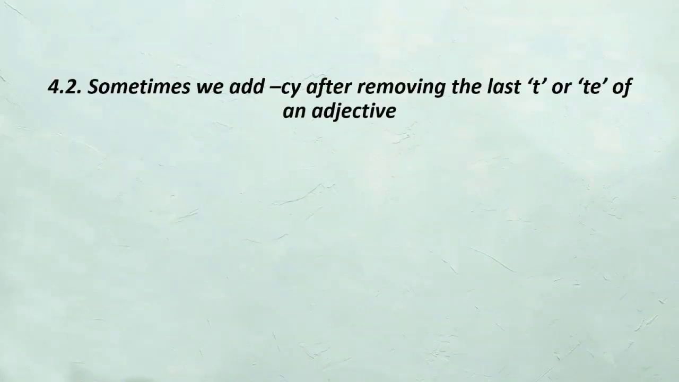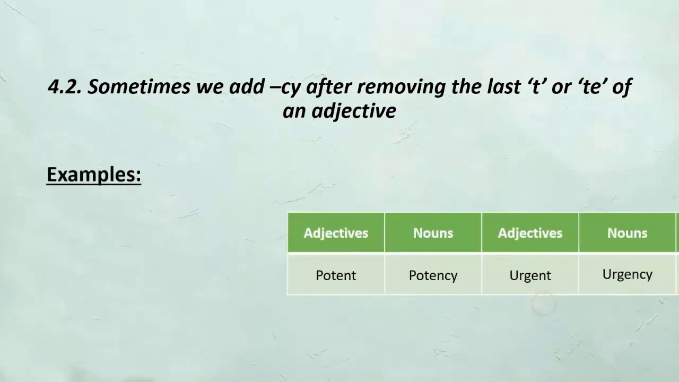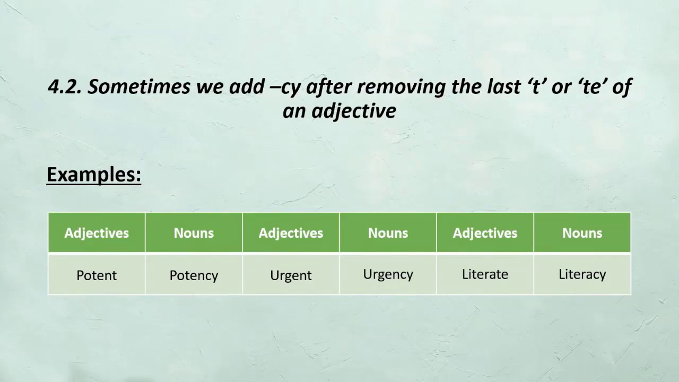Sometimes we add CY after removing T or TE of an adjective. For example, potent becomes potency, urgent becomes urgency, literate becomes literacy. You can see we have replaced T with the CY suffix to make nouns of these adjectives.